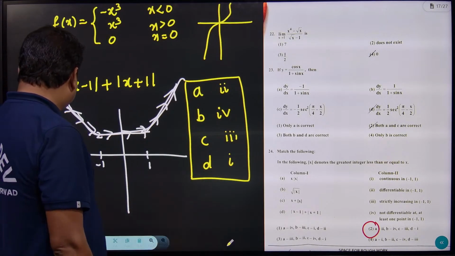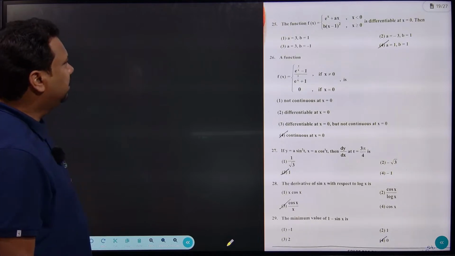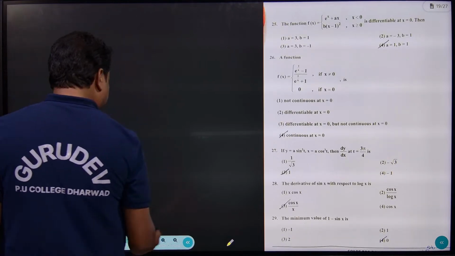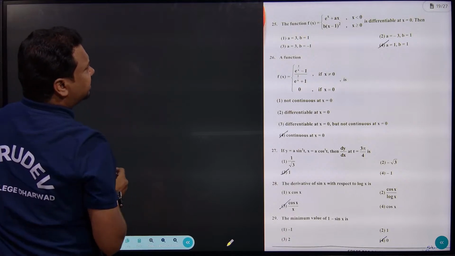Okay? Let's go for the next one. 25th. The function is e to the power x plus ax, b into x.